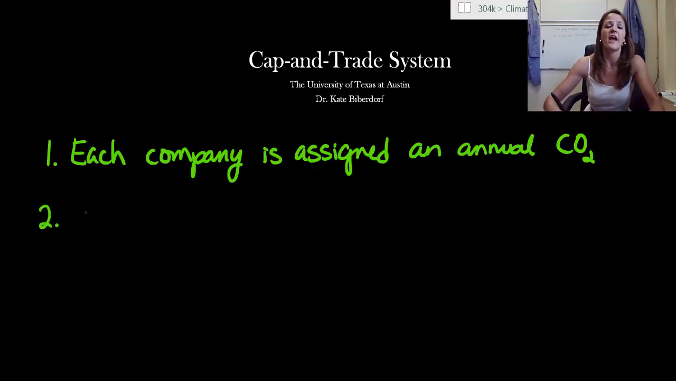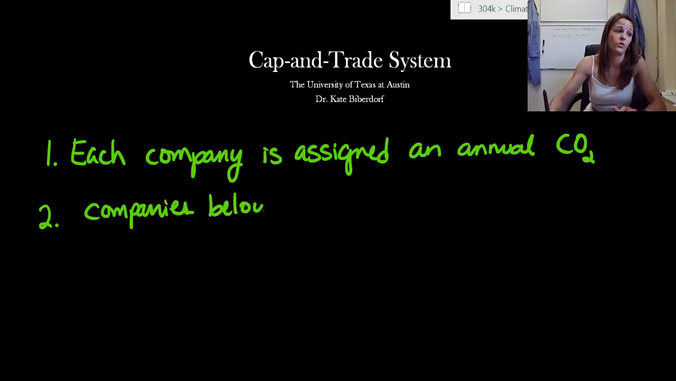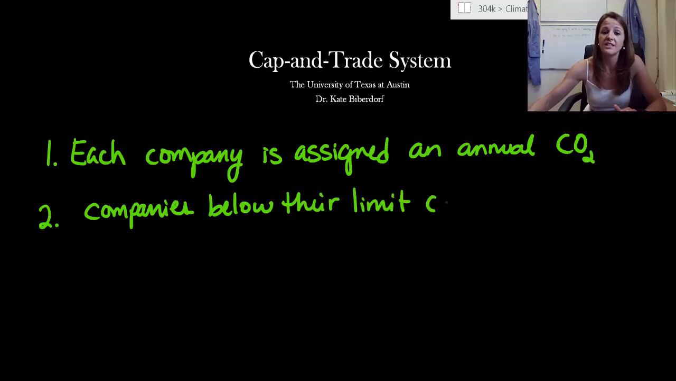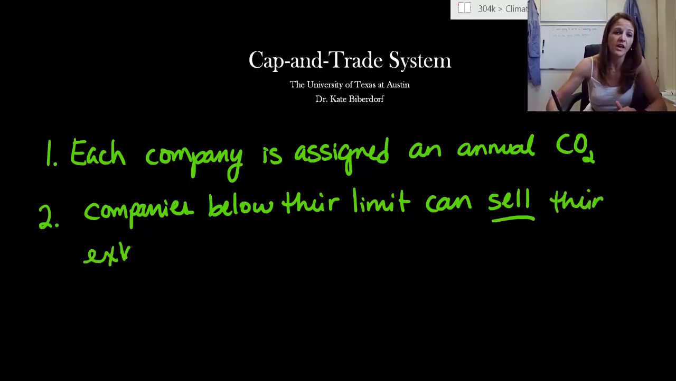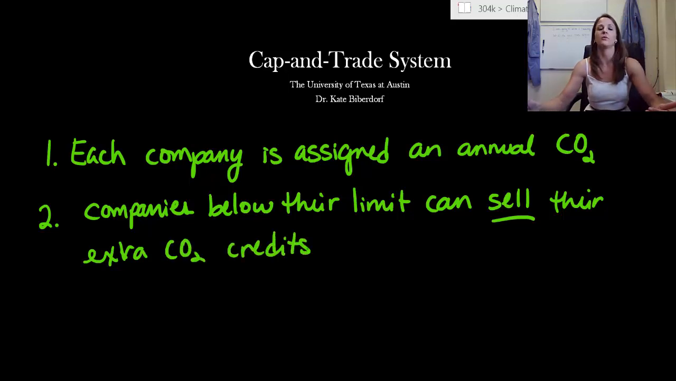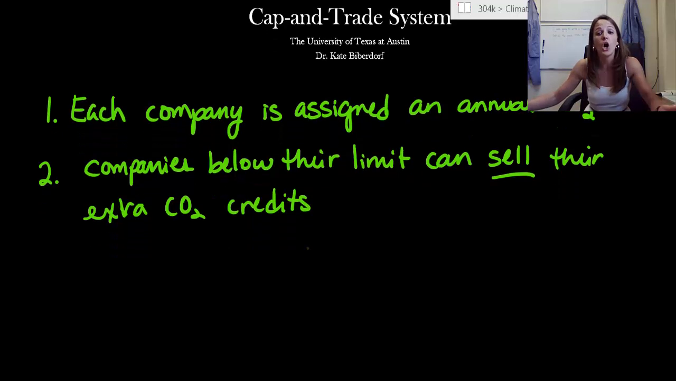Now, number two, at the end of the year, companies that are below their limit can sell their extra CO2, and I call them credits, essentially, just to help make sense of this a little bit. So if you are below your limit, so you have not released as much carbon dioxide as you are allowed to release in the atmosphere, you can actually sell your carbon dioxide credits.